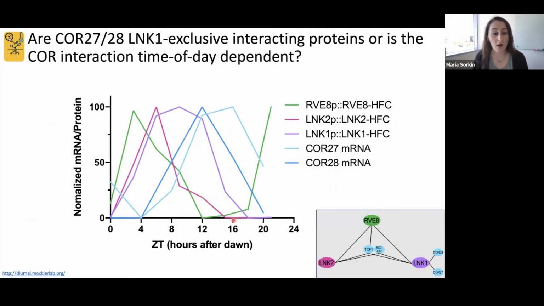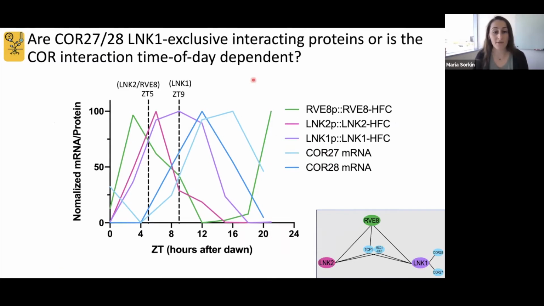And if I overlay onto here the mRNA expression patterns for core 27 and core 28 from a public database, you can see that the cores have a circadian expression pattern and they peak towards dusk, about 12 hours after dawn. And if I map onto here the time of day that we collected tissue for affinity purification, you can see that at ZT5, or 5 hours after dawn, the cores are barely expressed, while 9 hours after dawn, they're much more highly expressed coming up in the day.